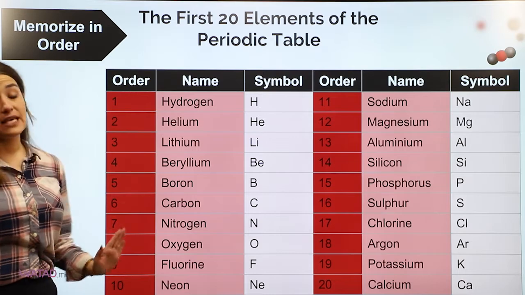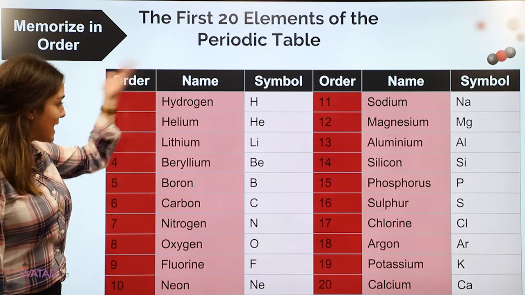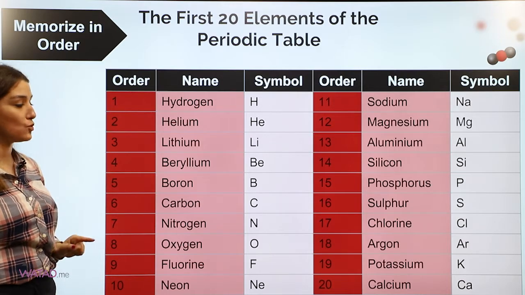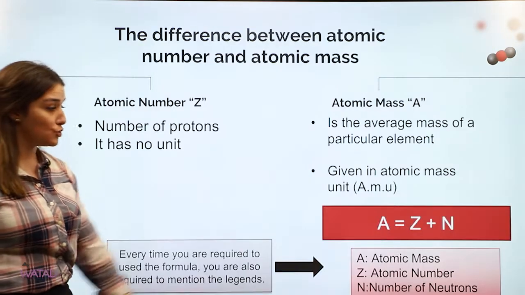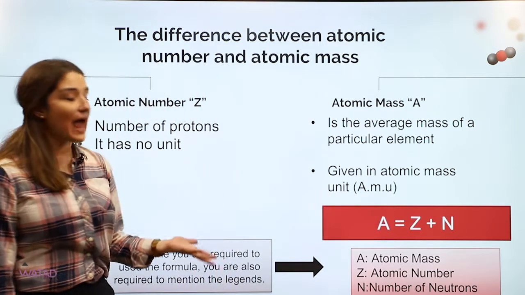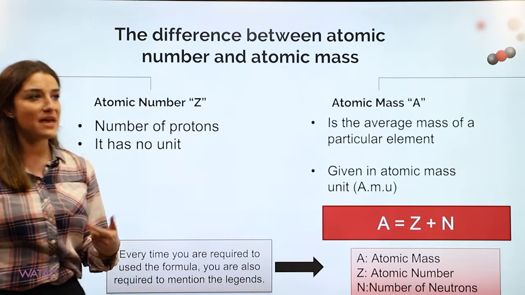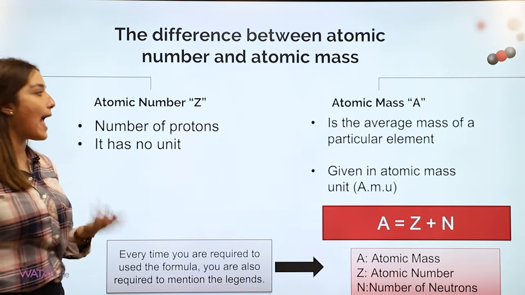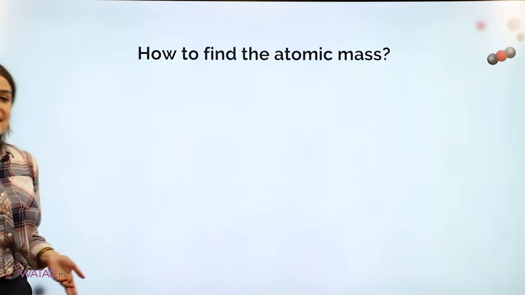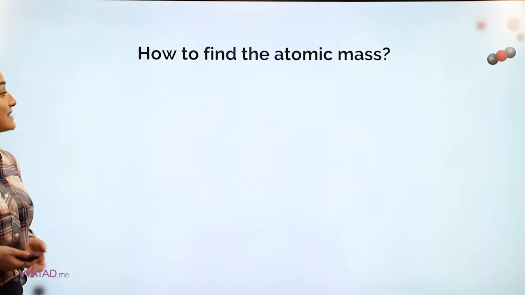The order of the elements, from which you know the number of the protons, will help you to find the Z. So the order will help you to make your calculations faster and more efficient. How to find the atomic mass? Here we're going to give a brief example.